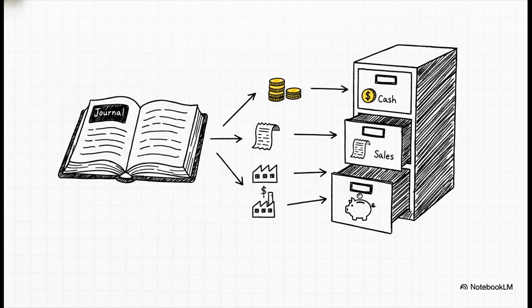Okay, so you've written everything down in your diary, but you can't just leave it as a long, messy list, right? That's where the ledger comes in. The ledger is the filing cabinet. You take every entry from the diary and sort it into the right folder. All the cash stuff goes in the cash folder, all the sales go in the sales folder, and so on. Now Ram can just open a folder and see the total for any category in a second.